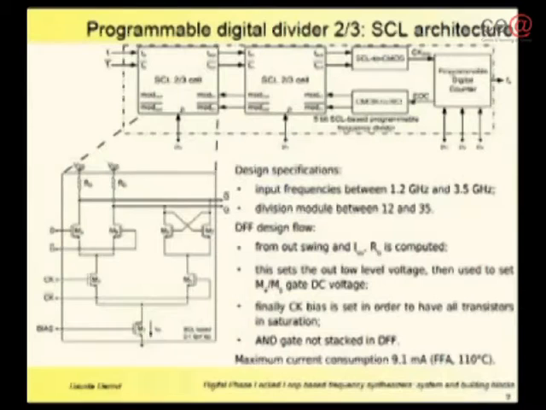Okay, here is the structure of the divider. It receives at the input frequencies between 1.2 GHz and 3.5 GHz, and provides all division modes between 12 and 35. The first version of the digital divider that we have realized is based on the SCL, source coupled logic, flip-flop that is also depicted in this slide.